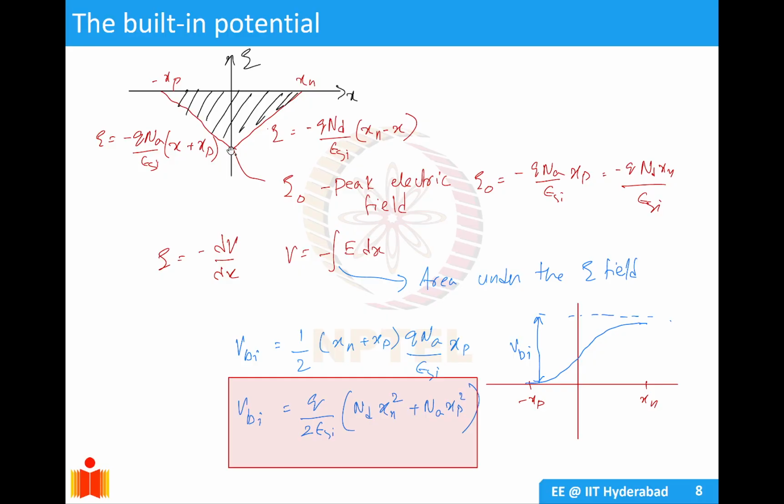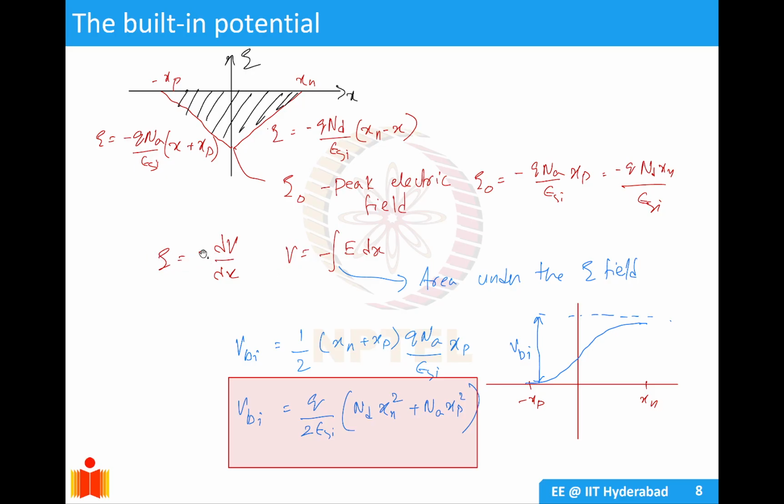And so you can see that at this point, the electric field is maximum at the junction point and minimum at the end of the depletion regions. So this maximum electric field E naught will be minus q Na xp by epsilon Si, or minus q Nd xn by epsilon Si.